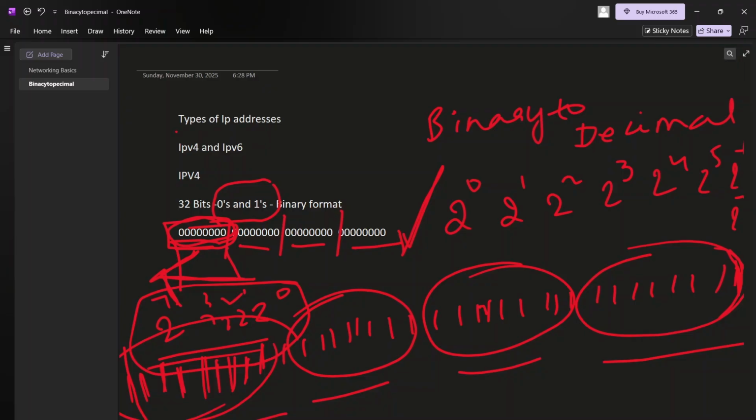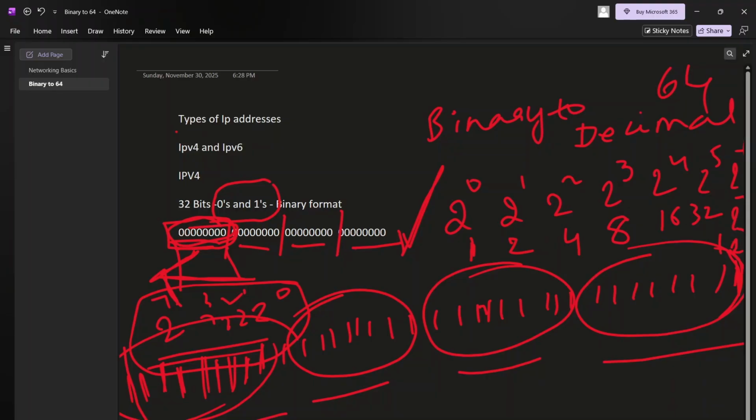2 power 0, 2 power 1, 2 power 2, 2 power 3, 2 power 4, 2 power 5, 2 power 6, 2 power 7. 2 power 0 means 1, remember. 2 power 1 means 2. 2 power 2 means 4. 2 power 3 means 2 into 2 into 2, that means 8. 2 power 4 means 2 into 2 into 2 into 2, that means 16. 2 power 5 means 32. 2 power 6 means 64. 2 power 7 means 128. Like that we are calculating.